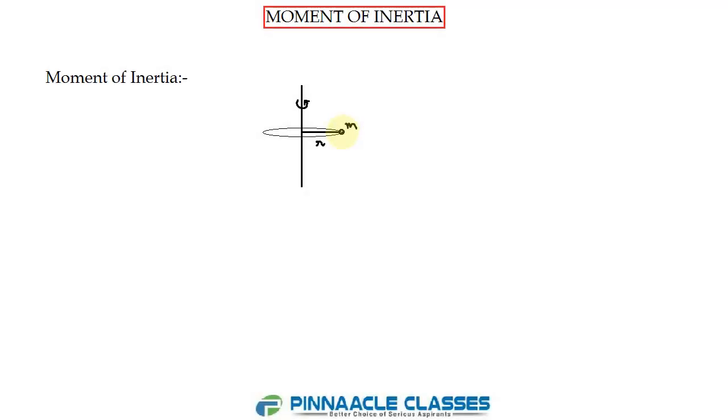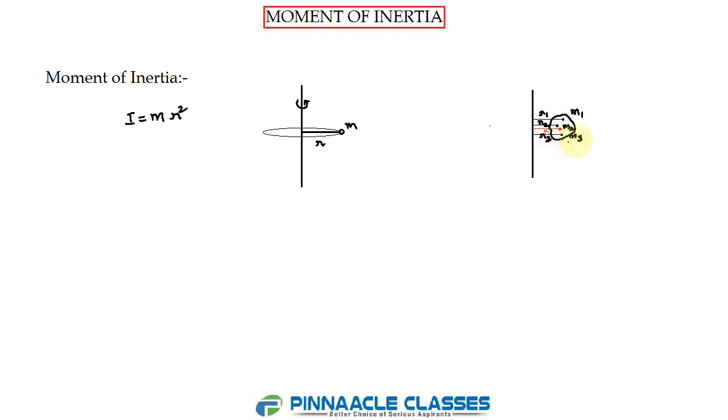Moment of inertia of a particle about an axis of rotation is the product of mass of the particle and square of the perpendicular distance of the particle from the axis of rotation. Suppose a particle of mass m revolves around the axis. The distance of the particle from the axis is r. Moment of inertia measured as I is equal to m into r square. In rotation, moment of inertia plays a role that is similar to mass in linear motion.